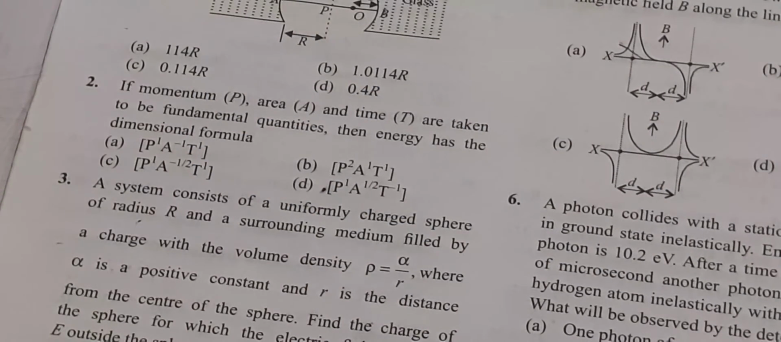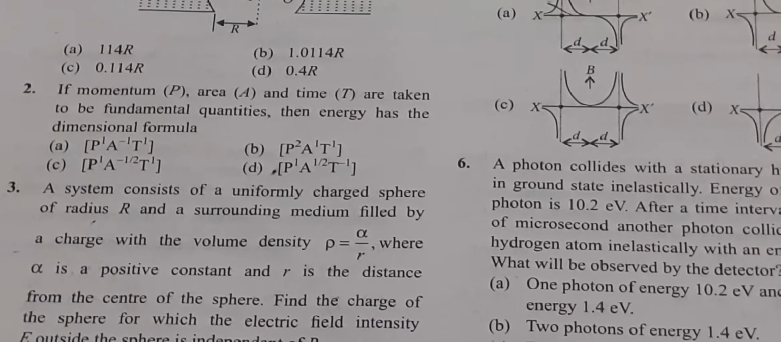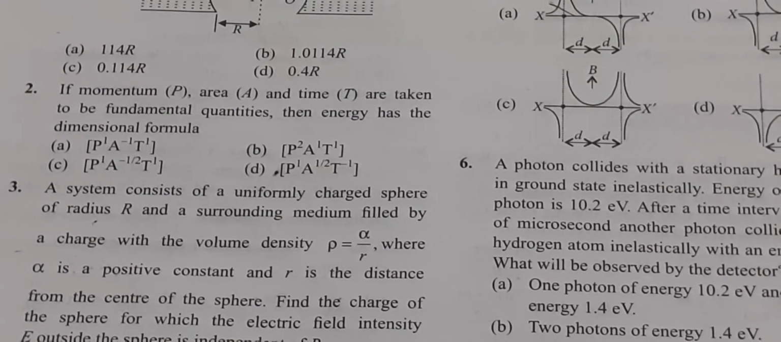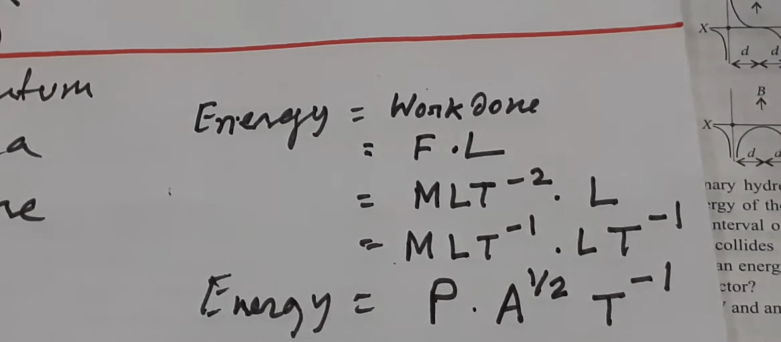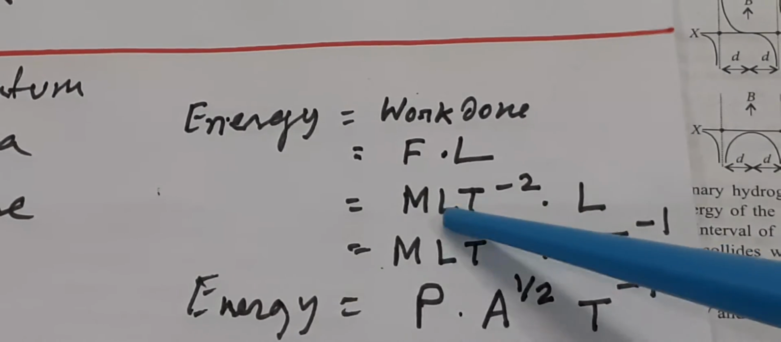Now next question. If momentum P, area A and time T are taken to be the fundamental quantities, then energy has the dimensional formula. We require to find the dimensional formula for energy. So energy is, we know, M L square T to the power minus 2. Energy and work have the same unit, so from here we can find M L square T to the power minus 2.